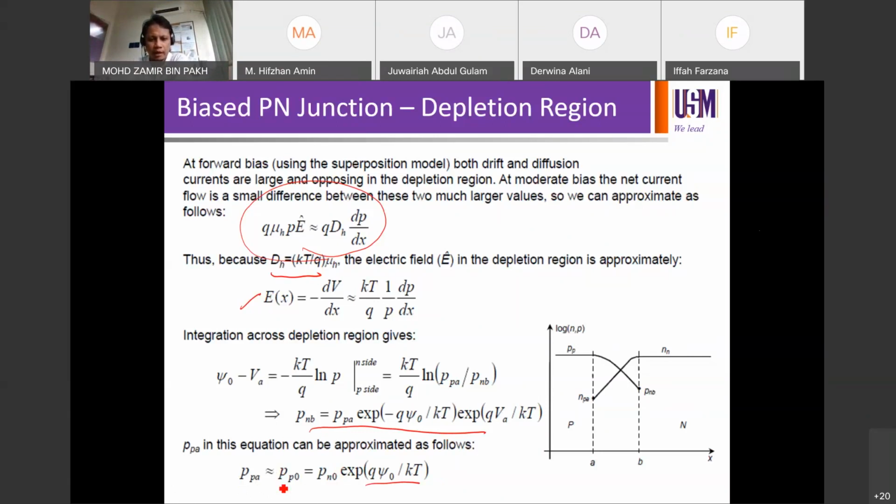So where p_pA, let's look at this graph now. p_p at point A, which is this, right? Or it can also be approximated as p_p0, or also N_A. The other side is N_D. It equals p_n0 exponential of qV_bi over kT, right? This is the built-in potential, exponential qV_bi over kT, right? So this graph is also the same as what we discussed before. These 4 points need to be labeled on both edges of the depletion region.